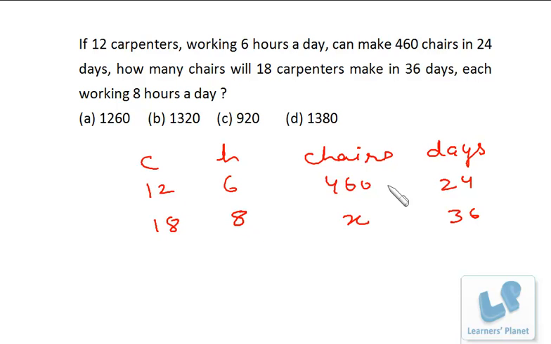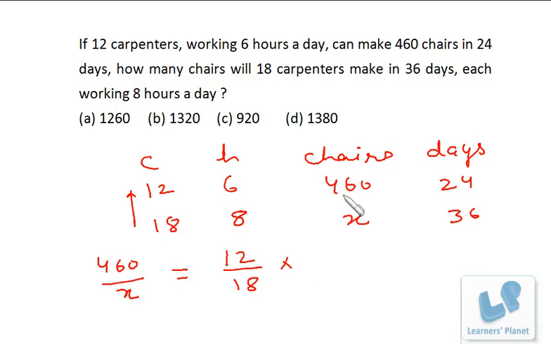Okay, now friends, here we are having four variables. Now once again, the unknown quantity, let it be at the left hand side, so it's 460 by X. Now let's compare chairs with each variable. Friends, what will be the relationship between carpenters and chairs? Friends, if more chairs are to be made, more persons will be required. That means the relationship will be direct. Okay. So it is 460 by X, that means I'll be writing 12 by 18.